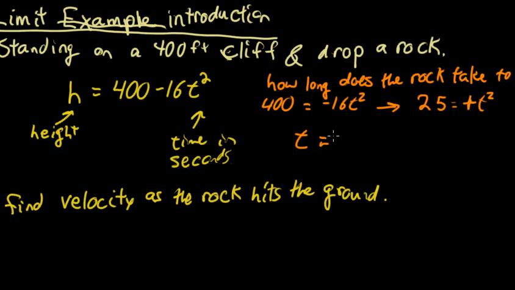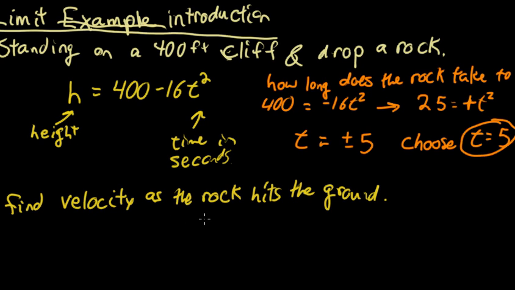And then we get t equals plus or minus 5. We're just going to choose t equals plus 5 seconds. So it takes 5 seconds for the rock to fall. The negative 5 is just a result of the math, but it wouldn't make sense for a rock to take negative 5 seconds to hit the ground. There is a way to interpret that, but that's not the point of this video, so we'll let it go for now.